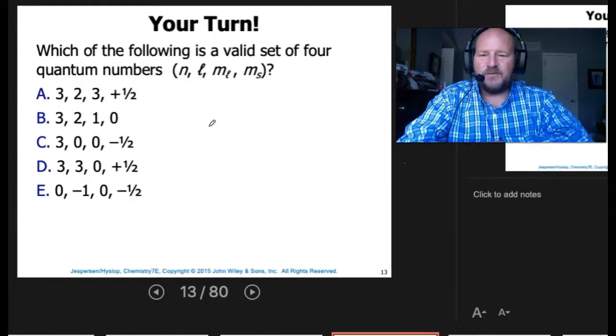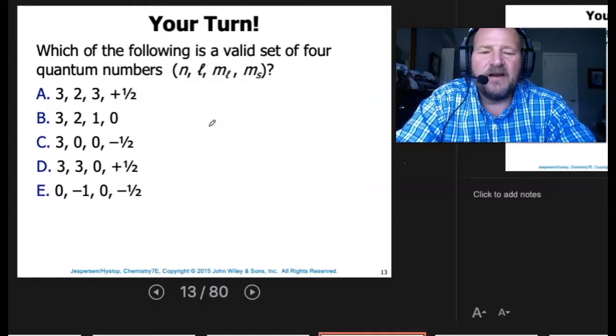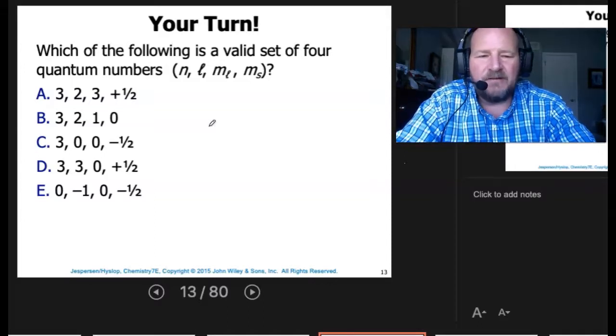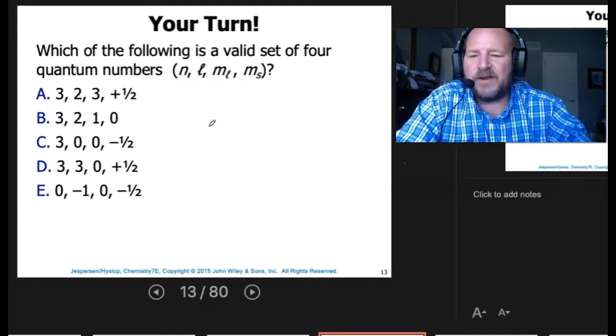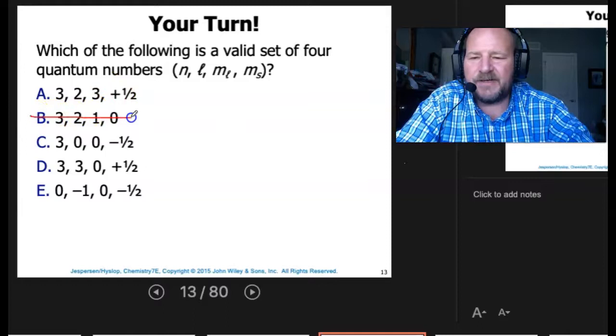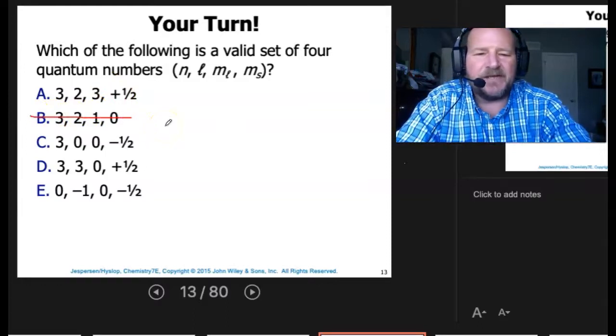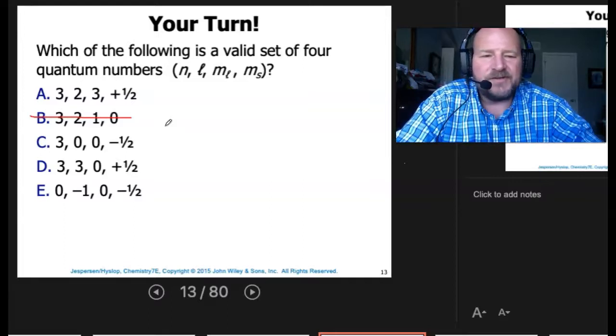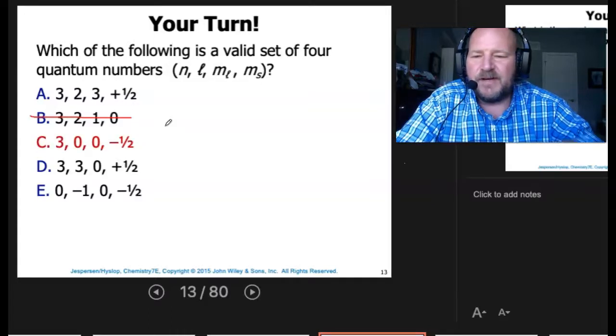All right, so your turn. Which of the following is a valid set of 4 quantum numbers? N, L, M sub L, and M sub S. Okay, hopefully right away you realize you can eliminate B, right? Because remember, M sub S has to be +1/2 or -1/2. So let's see. The answer here is going to be C, right?